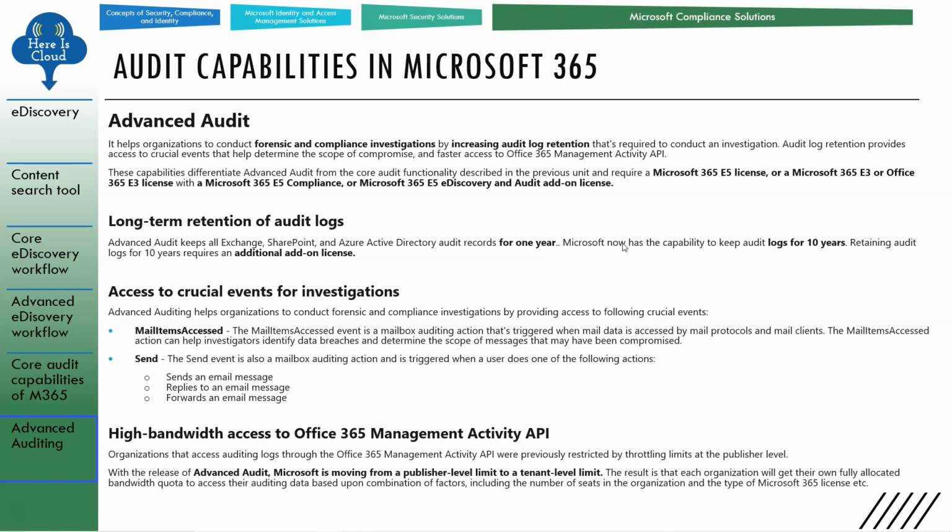And it also provides access to crucial events for investigation. For example, mail item access. So when the mail was sent, when the mail was read, and there is a special category, like when it sends email messages, what were the replies to an email message, when it was forwarded as an email message. So it provides access to a lot more sophisticated data for forensic and compliance investigations. And also it provides high-bandwidth access to the Office 365 Management Activity API. Compared to normal core audit, advanced audit provides you a lot more bandwidth to access a large amount of data.